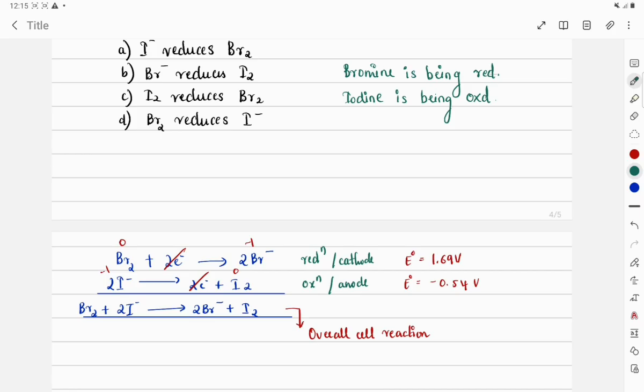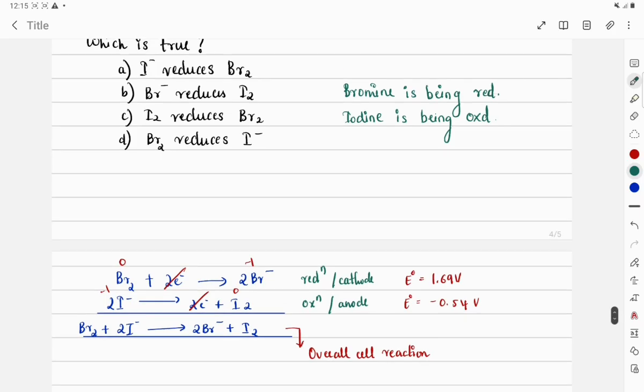From this we can eliminate two options. Because bromine is being reduced, there are two options which say iodine is reduced. In option B, they are saying bromine is reducing iodine. In option D also, they are saying the same thing. So both of these are wrong, and we can eliminate them. Now the confusion is between whether I minus is reducing Br2 or I2 is reducing Br2.